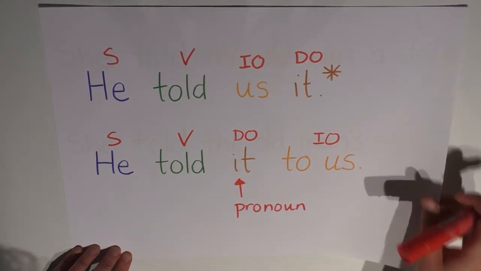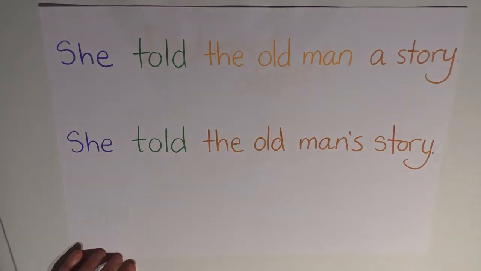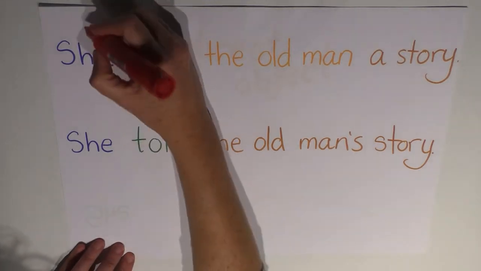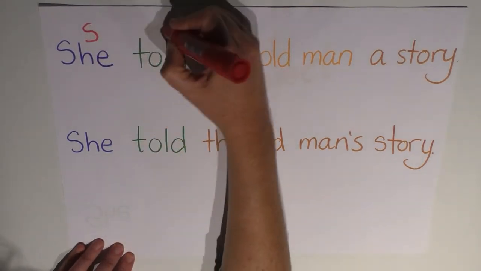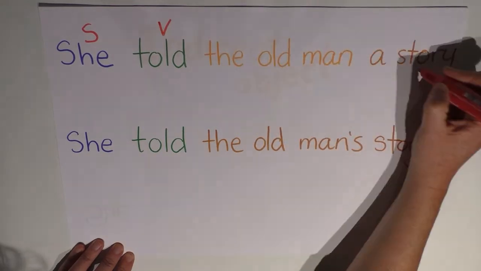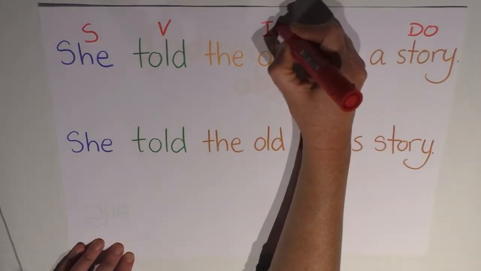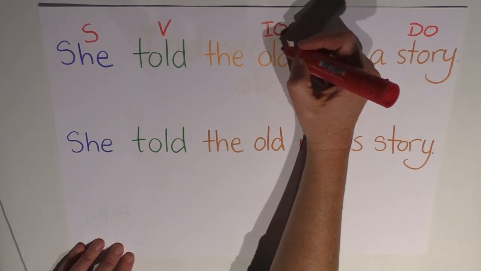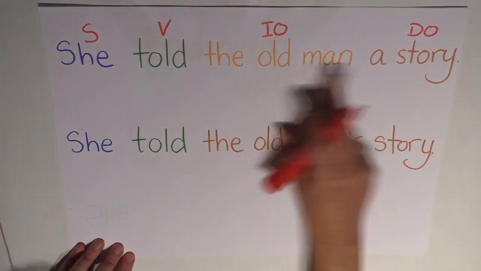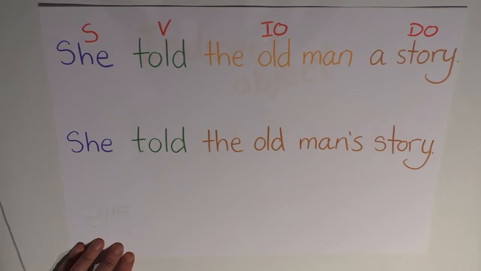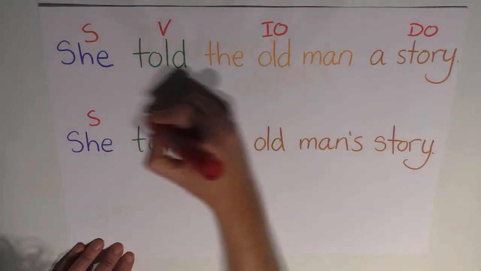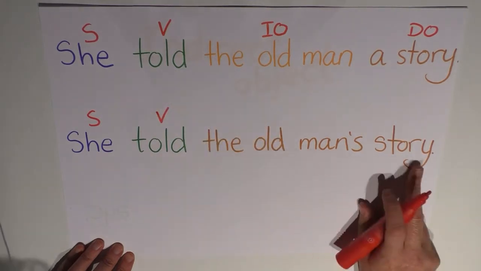Okay, so we need to take a look at another example here, just to remind us of one more thing. And here it is. She told the old man a story. Let's label that, she being the subject, told being the verb. What is she telling? A story. Who is she telling it to? The old man. And then we have the old man as the indirect object and a story as the direct object.